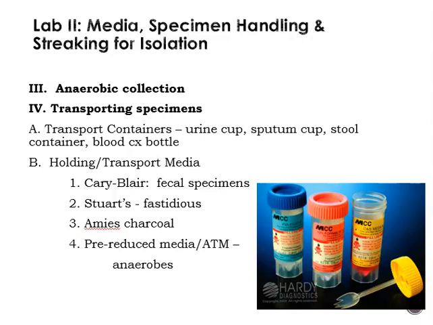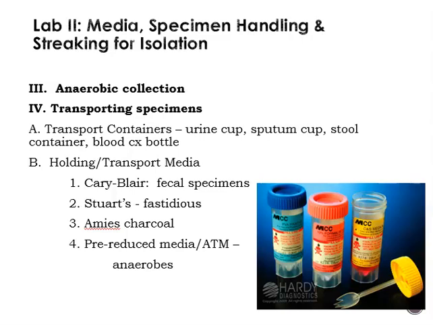So some ways that can happen: transport containers such as a urine cup, a sterile cup. For sputum, it's going to be the same type of cup that's used for urine. Stool container, that can be the same as well. Blood culture bottles, and then some different types of holding or transport media. They're generally not going to encourage the growth of the bacteria, but they can at least keep them viable, keep them from dying before we can set up the culture.